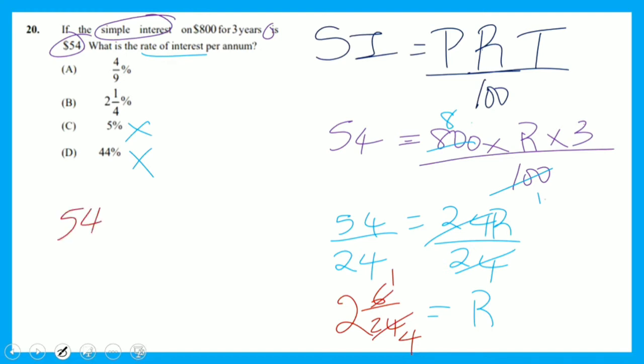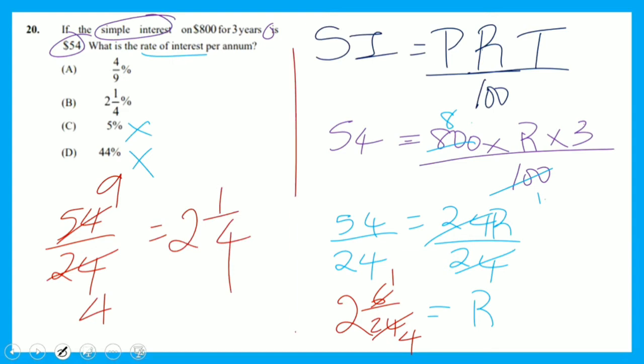If we had 54 over 24 and decided to divide by 6, so simplify first, we would have had 9 over 4. And once we write this as a mixed number, we're still going to get 2 and 1/4. All right, we are heading to our final question for today.